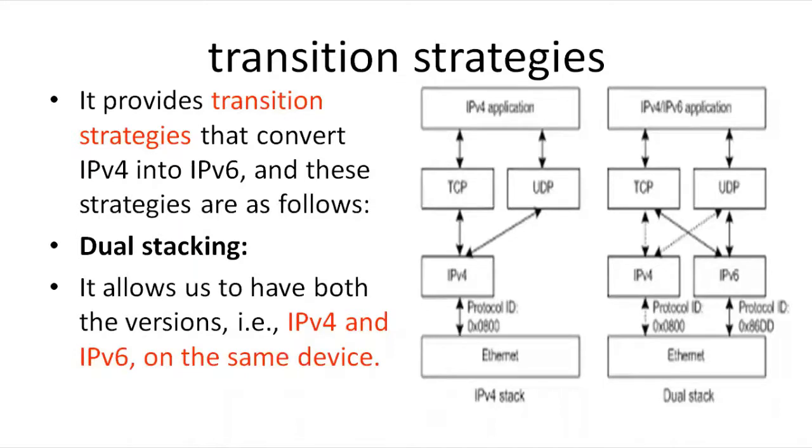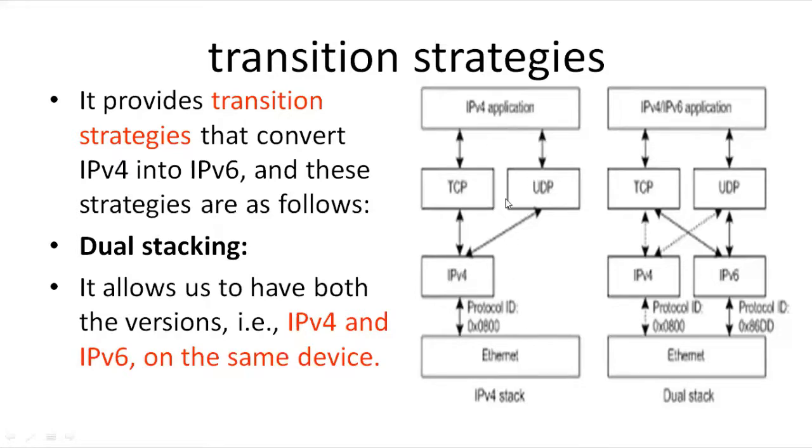Coming to dual stacking. The right side diagram indicates an IP version 6 application. Here, both IP version 4 and IP version 6 exist in one system. Here it is the IP version 4 stack, this one.